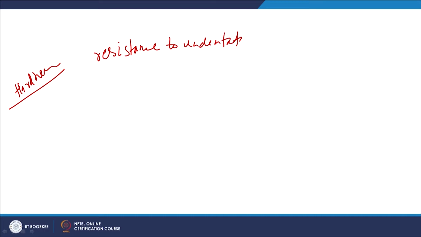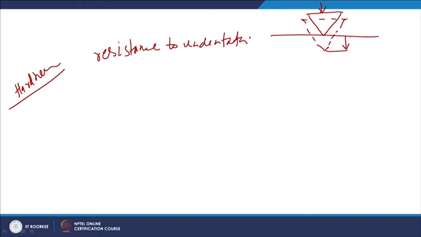So, let us understand hardness first. Hardness basically indicates the resistance to indentation. What is the meaning of this? When a pointed load is applied on the surface, normally for checking the hardness we use a standard indenter and standard loads are applied. So, when a standard load is applied through the indenter, it will definitely penetrate into the surface of the workpiece up to a certain depth.